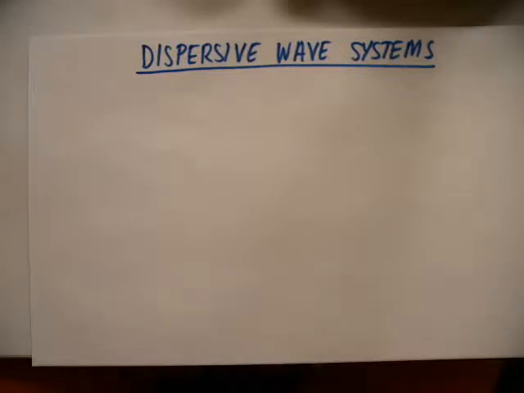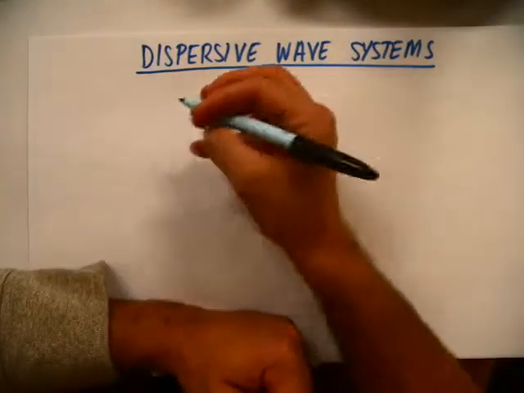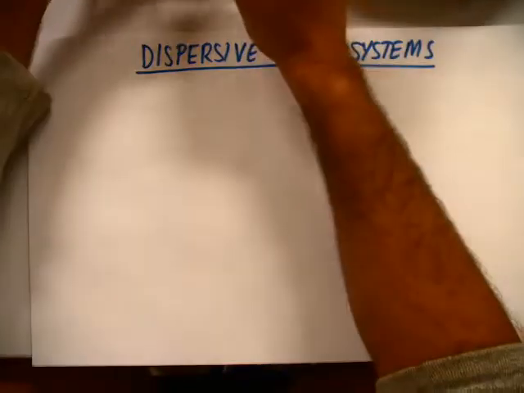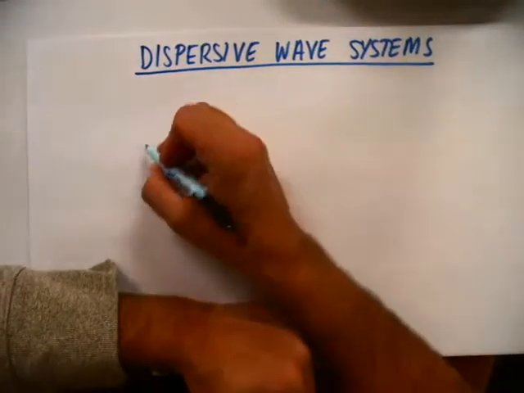So I'm going to assume that you already know the basic concept of wave motion. So what is the definition of phase velocity, wavelength, wave period, frequency of the wave, and so on. Okay. So let's start with an example from a mechanical system.